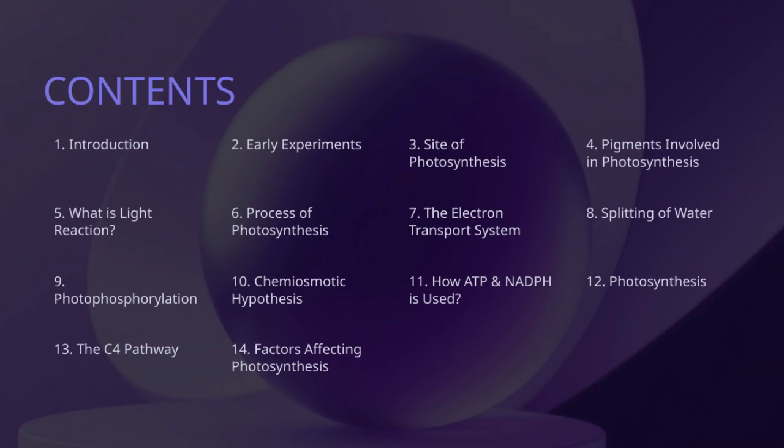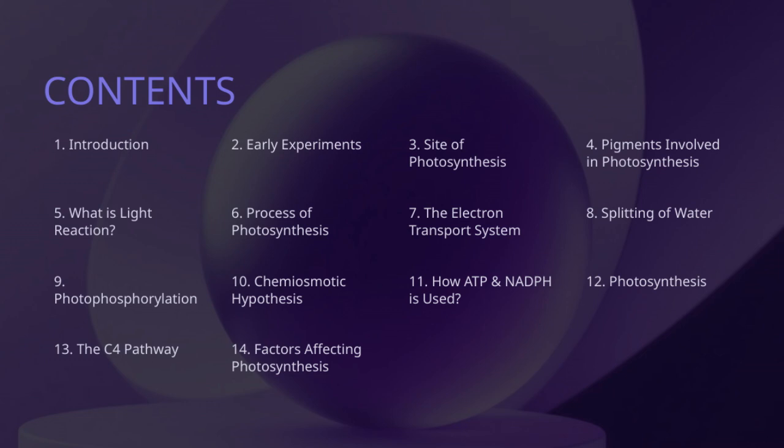Factors affecting photosynthesis, such as light intensity, carbon dioxide levels, and temperature, can influence the efficiency of the process. We also explore the chemiosmotic hypothesis, which explains how ATP is produced through a flow of protons across membranes. The C4 pathway is a specialized adaptation that allows certain plants to photosynthesize efficiently under high light and temperature conditions. The overall process of photosynthesis involves capturing light energy, converting it into chemical energy, and synthesizing glucose.